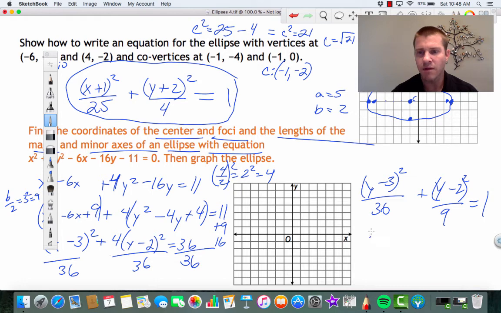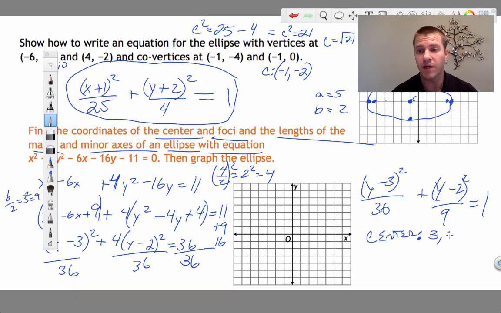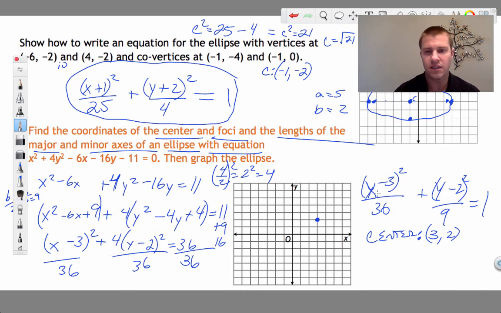So the center is at 3, 2. So that's going to be 3, 2 right here. My major axis is the x, so my major axis is the x, and the a is 6, the square root of 36. So it's going to be 1, 2, 3, 4, 5, 6 right here, and 6 in the other direction. And my minor axis is a distance of 3, the square root of 9, away from the center. 1, 2, 3. 1, 2, 3.